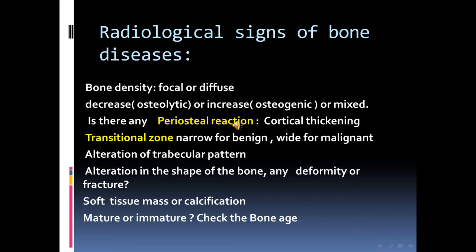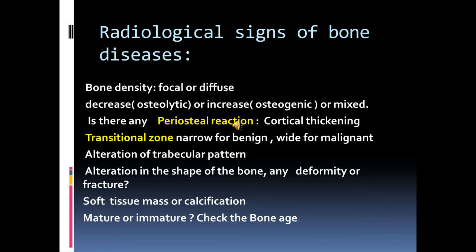It is very important to try to describe the features of the pathology in the x-ray. So here we have multiple radiological signs that can help us in the diagnosis or description of at least an x-ray or a pathology. First of all, we should check the bone density. If it is focal, that means it is localized to a certain part of the bone, or if it is diffuse, that means involving whole parts of the bone or multiple bones. You should also notice if the density is high or low. If there is any decrease in the bone density, we can describe it as osteolytic, or it could be increased and we describe it as osteogenic.